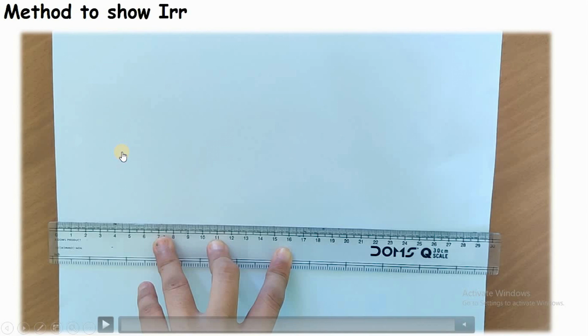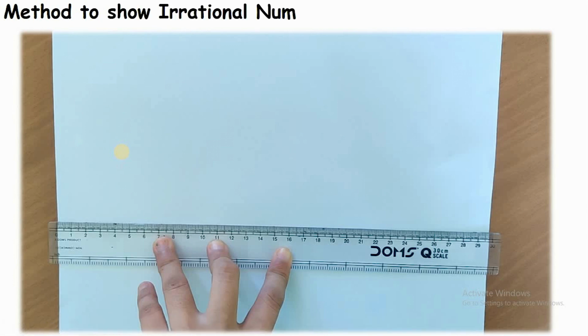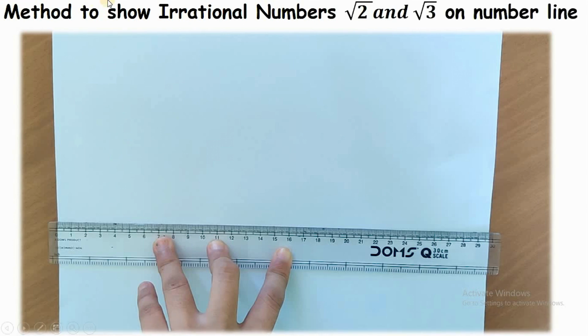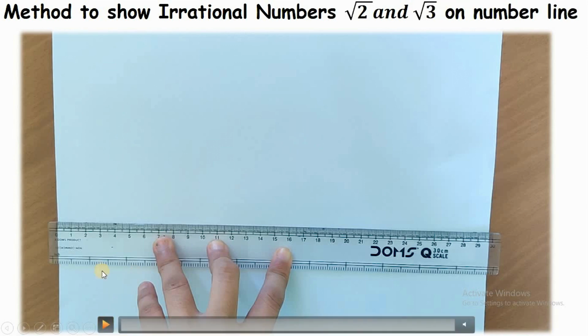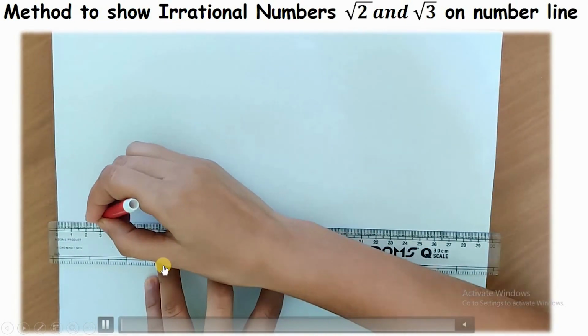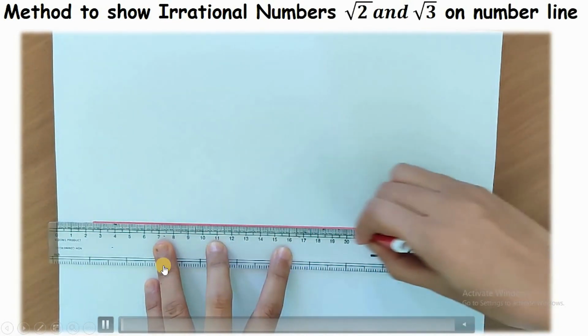Now this method is also called the spiral method to show irrational numbers on the number line. Here I'll show the irrational numbers root 2 and root 3 on the number line. Now how to do it: first we'll draw a number line.